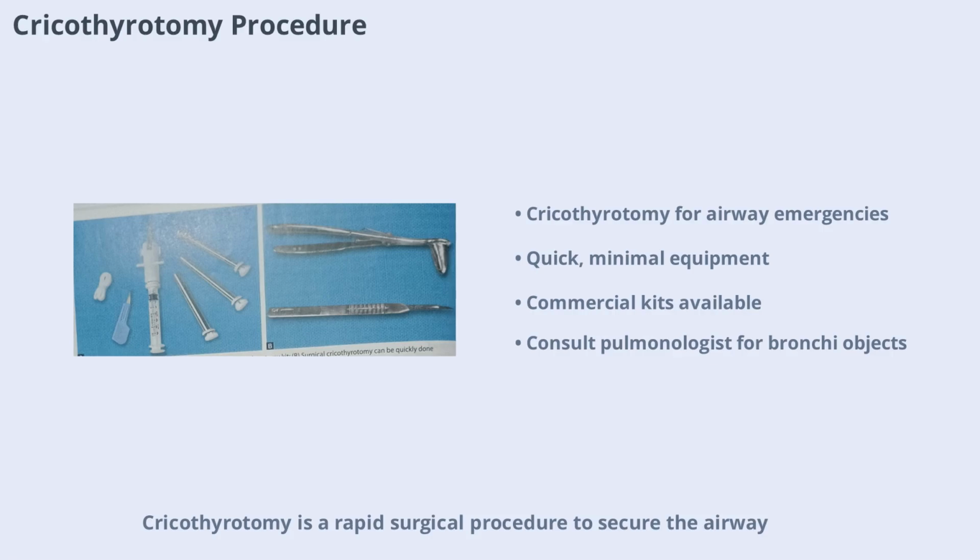Cricothyrotomy is a rapid surgical procedure to secure the airway in emergencies where obstruction cannot be relieved by other means. It involves making an incision in the cricothyroid membrane and inserting a tracheostomy or endotracheal tube. Commercial kits are available and should be part of the emergency kit. The procedure is quick, requires minimal equipment, and is preferred over tracheostomy due to fewer complications.